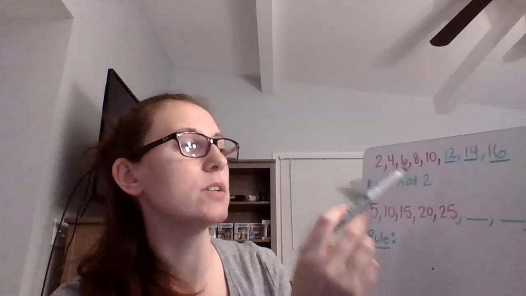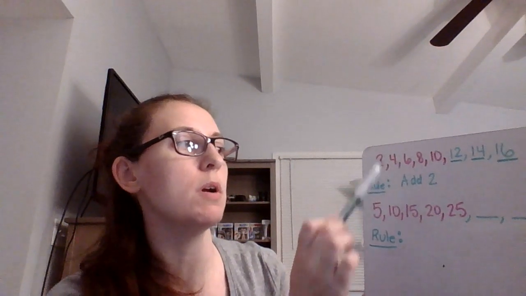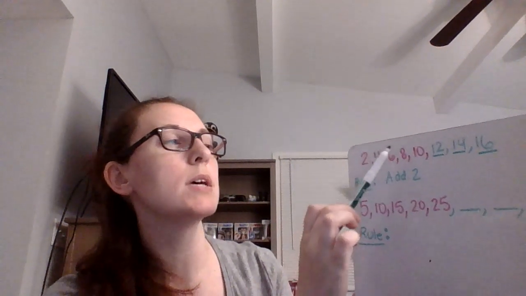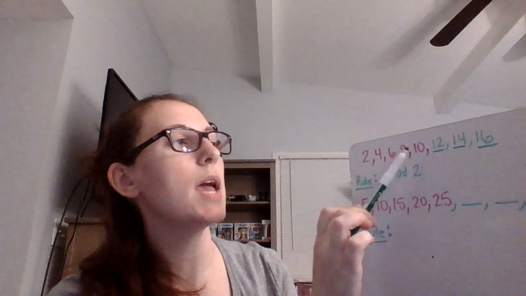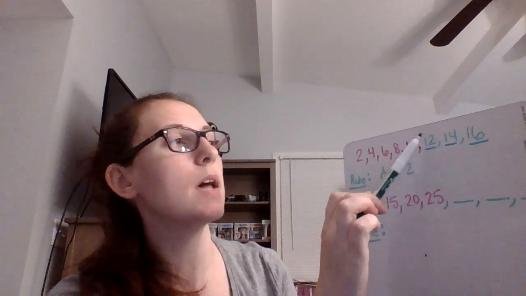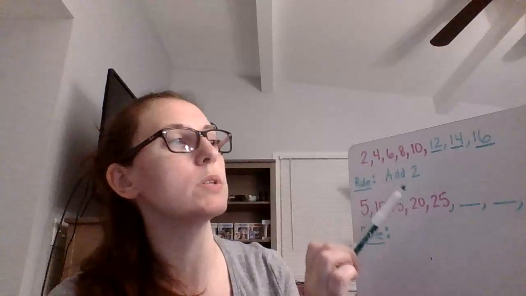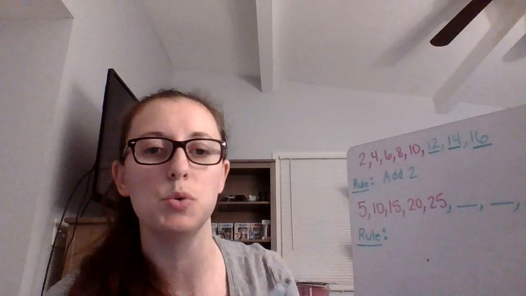And that was to add 2, because 2 plus 2 equals 4, 4 plus 2 equals 6, 6 plus 2 equals 8, 8 plus 2 equals 10, 10 plus 2 equals 12, 12 plus 2 equals 14, 14 plus 2 equals 16. So I'm going to show you how to do number 2, and then I'm going to show you how to do the ones at the bottom, because for the top ones you have to figure out what the missing numbers are and then do the rule.